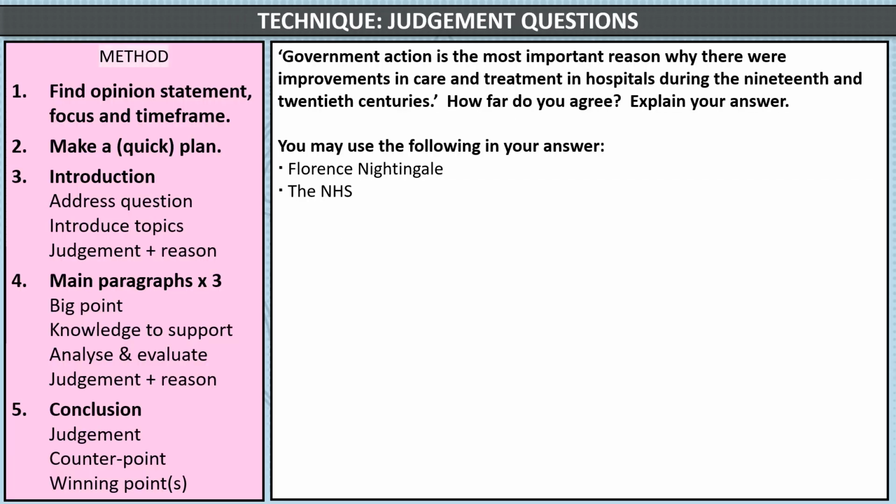So let's look at how to tackle the judgment question. On the left-hand side, you can see the method we're going to work through. On the right-hand side, you can see the example question which we're going to apply this to. Firstly, we need to find the opinion statement. This will be in inverted commas at the start of the question. We should read this a couple of times through in the exam, checking that we're absolutely sure we've understood it.